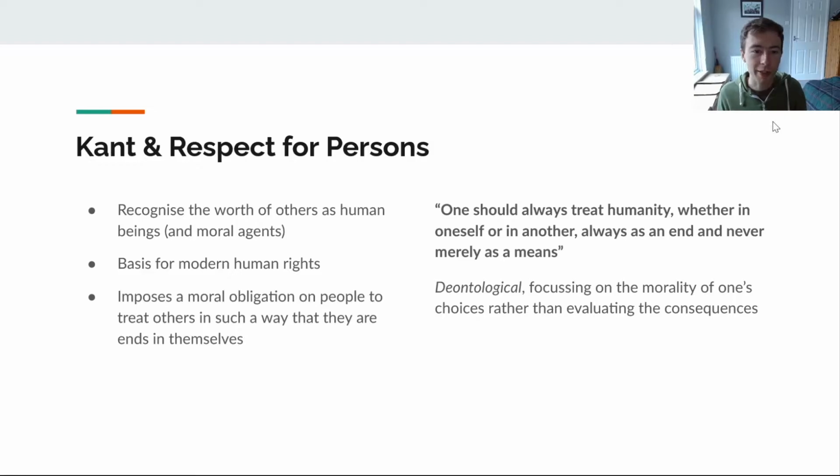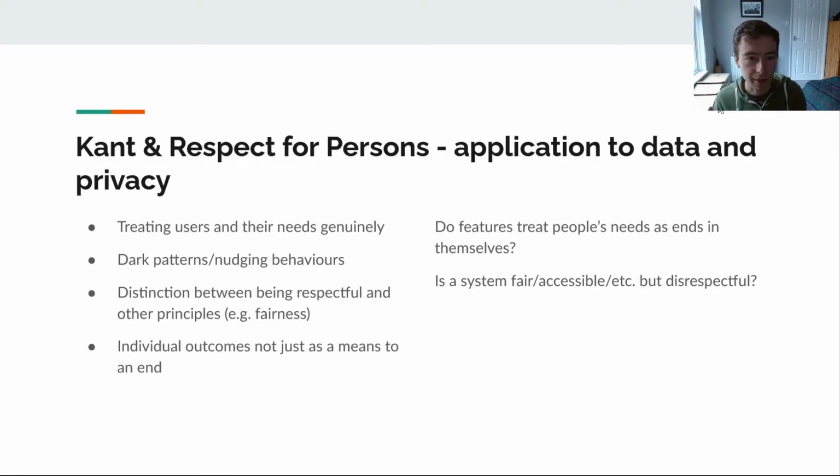So you can see here, one should always treat humanity, whether in oneself or in another, always as an end and never merely as a means. And this language of means and ends is a useful tool to start unpicking the systems that we see around us, and think about whether they treat people as means or whether they're ends in themselves. Respect, as Kant saw it, imposes a moral obligation on people to treat others in such a way that we uphold this categorical imperative. When we're relating this to data and privacy, obviously we want to think about treating users and their needs genuinely. A great example here is dark patterns and nudging behaviors where systems are trying to convince people to do things that they wouldn't otherwise agree to.